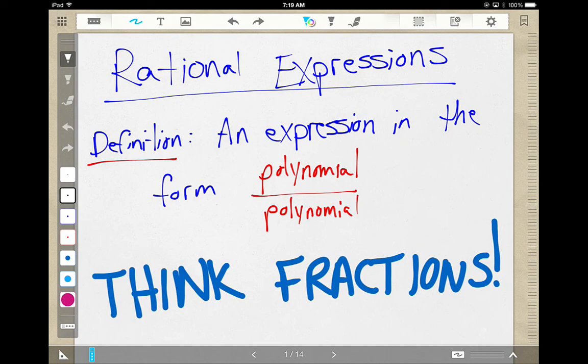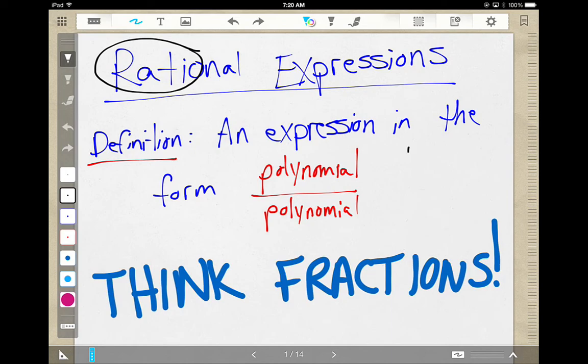In Chapter 11, we're going to be learning all about what's called rational expressions. And if you look at that word rational, you'll notice that the root word is ratio. And a ratio is nothing more than a number compared to another number written as a division. So a rational expression is nothing more than an expression in the form of a polynomial over a polynomial.